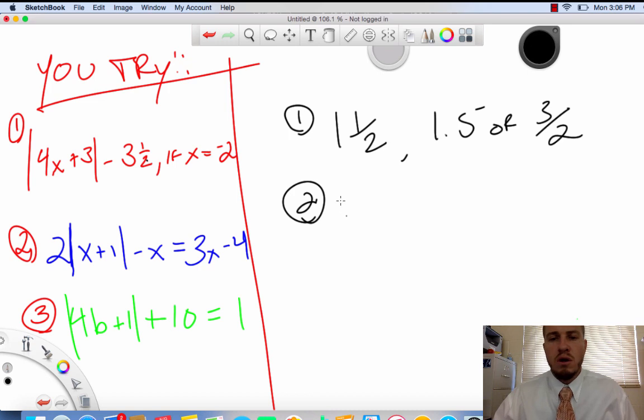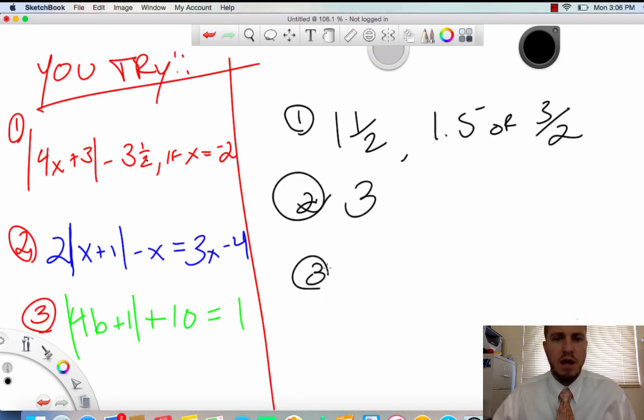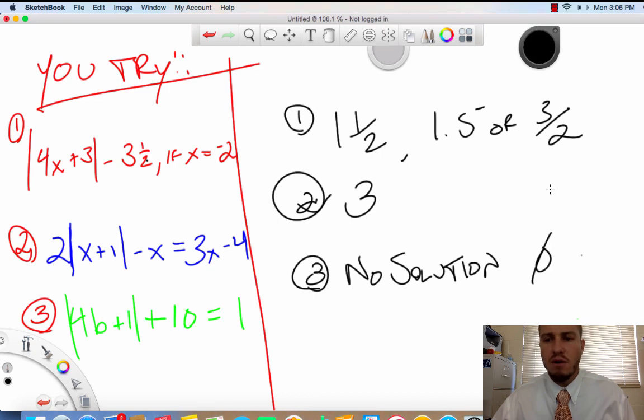Number 2 is 3. And number 3, the answer is no solution. Or if you see it in the book when we get there, they're going to have no solution as the null set, which looks like this.